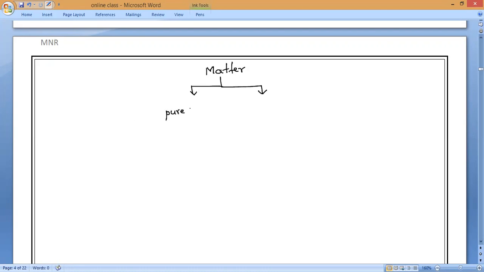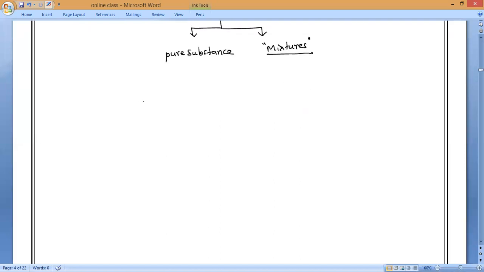We can classify matter into pure substances, and another one is called what, guys? Impure substances. We can also call them impure substances, also known as mixtures. Last class we already studied in detail the structure of pure substances. Pure substances have two examples. What are the examples of pure substances, everybody?